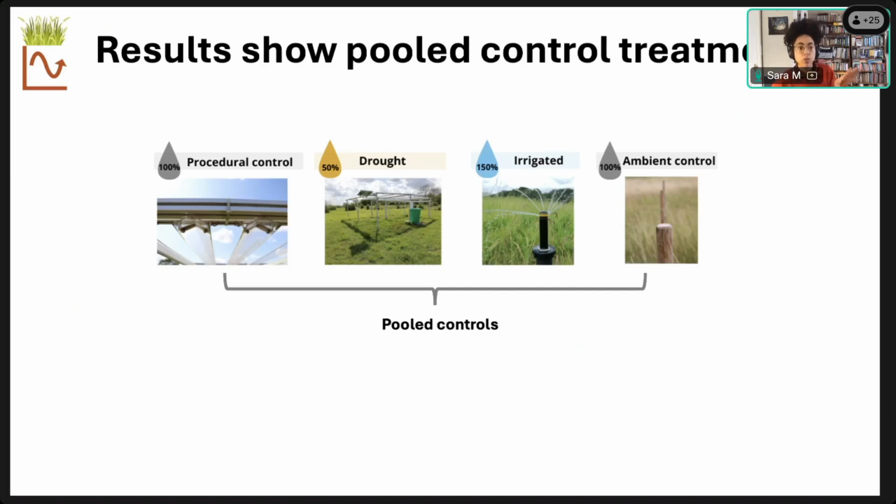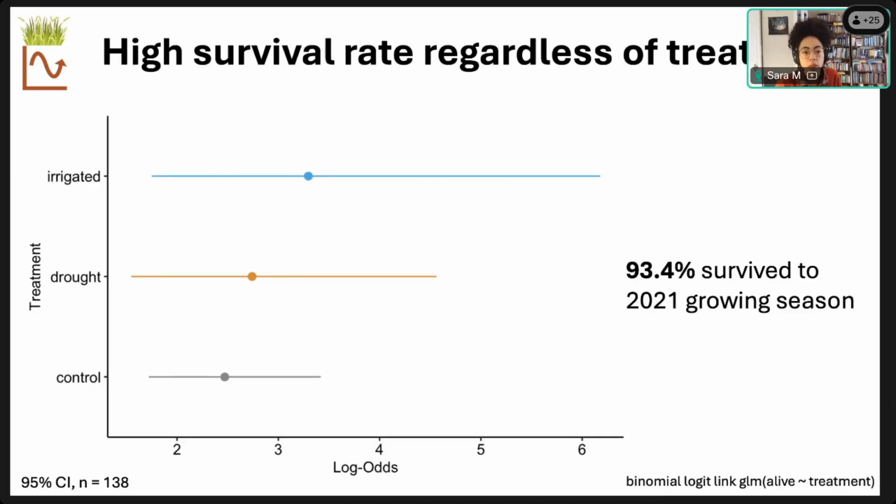And the following results that I'll show will be pooled because, as I said in the community study, the procedural control and the ambient control had very similar results. So they will be pooled. So when you see control, it means the pooled results.